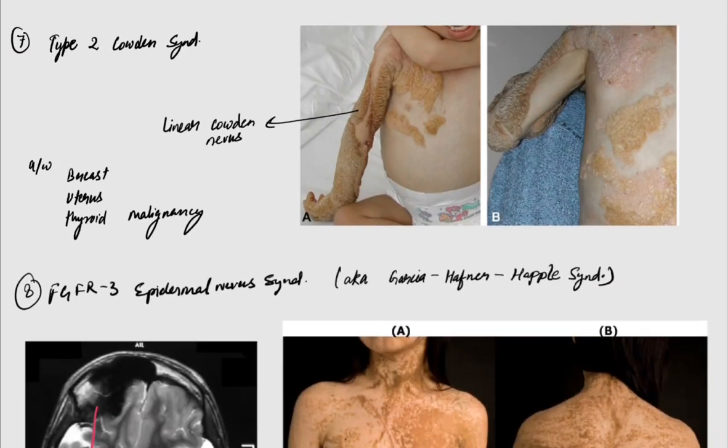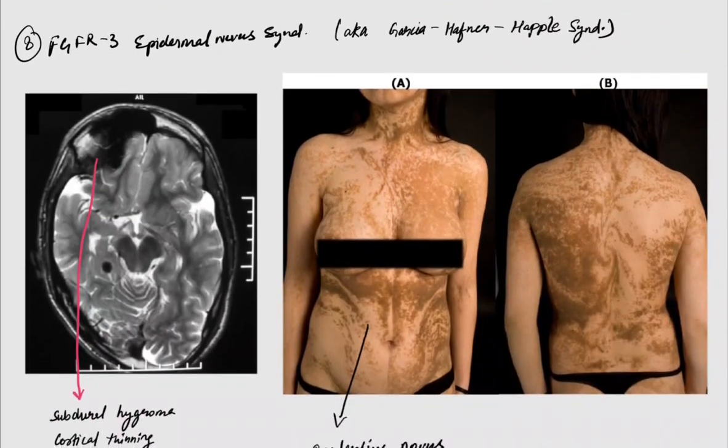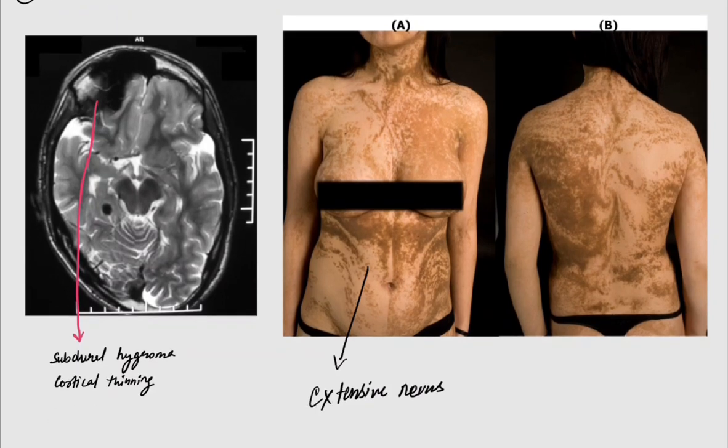Coming to type 2 Cowden syndrome. Here there is linear Cowden nevi associated with breast, uterus and thyroid malignancies. Coming to FGFR3 epidermal nevus syndrome, also known as Garcia-Hafner-Happle syndrome. Here there is extensive nevus present associated with subdural hygroma and cortical thinning.